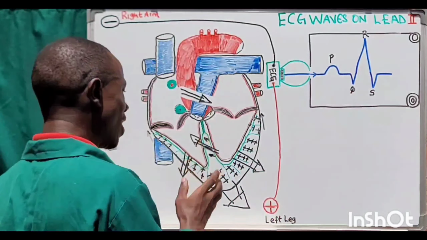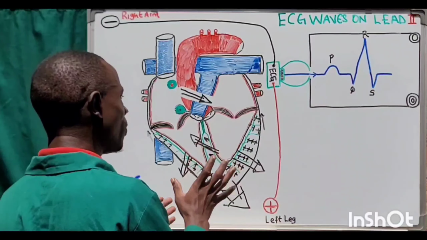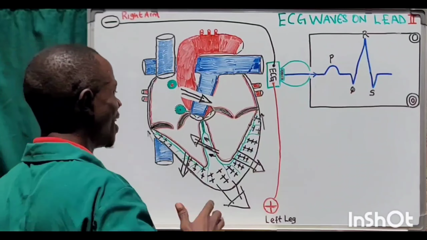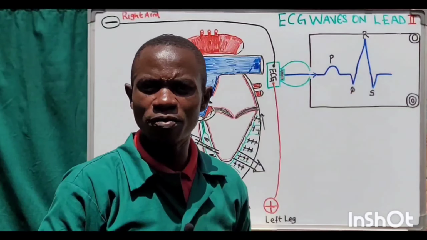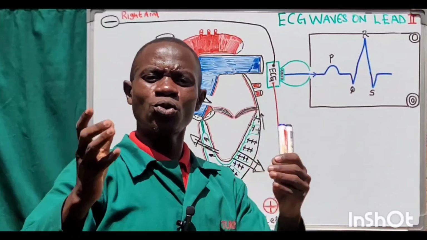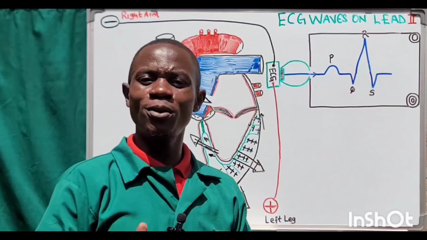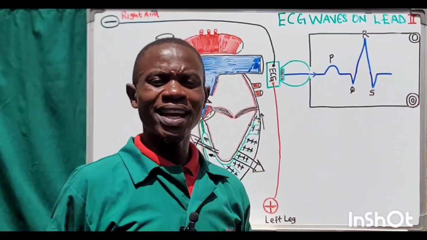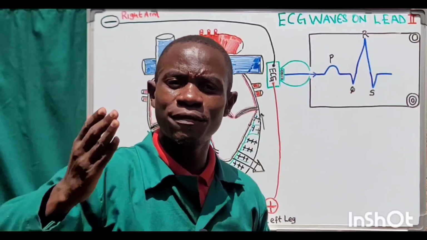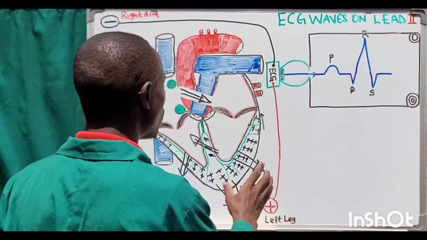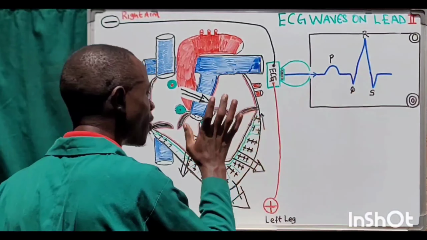Now that we have seen that the whole depolarization process has taken place, the heart is now going to contract and push the blood out of the ventricle. But of course, a contraction wave is going to be followed by a relaxation phase, and the relaxation phase is going to be a repolarization phase. So now we're going to have ventricular repolarization.